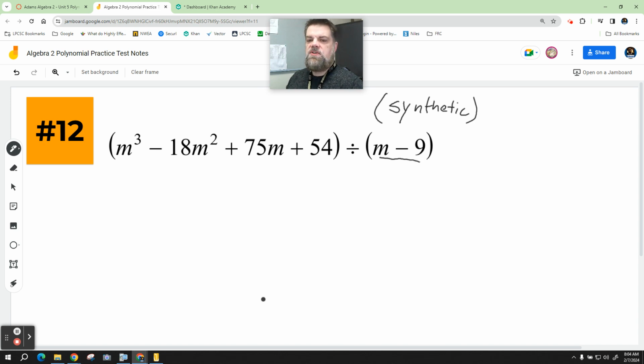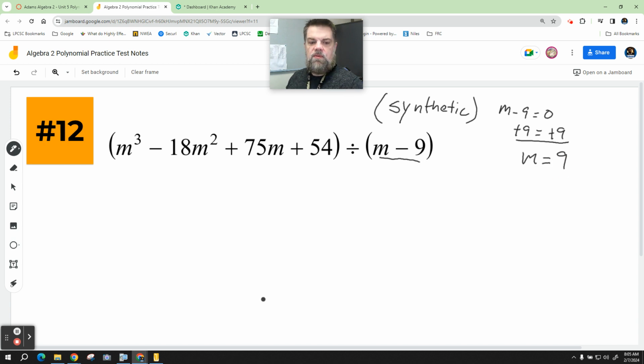So when we use synthetic division, if they give it to us like this, then we say m minus 9 equals 0, right? Because the factors would eventually be set equal to 0 to solve. So then I solve for m. So I would add 9 to both sides. That's step 1.